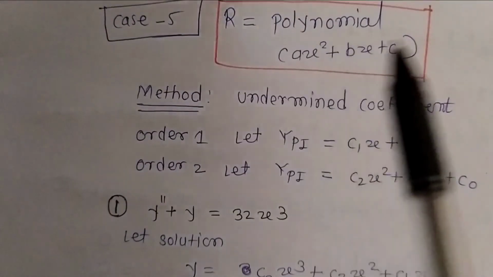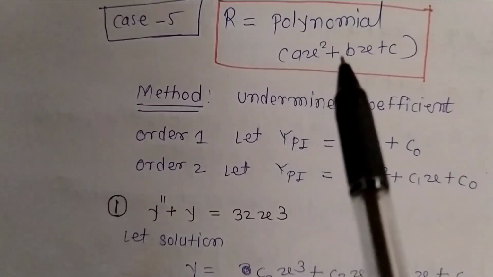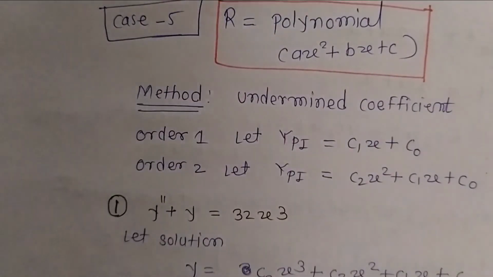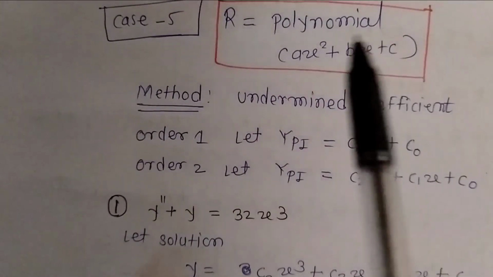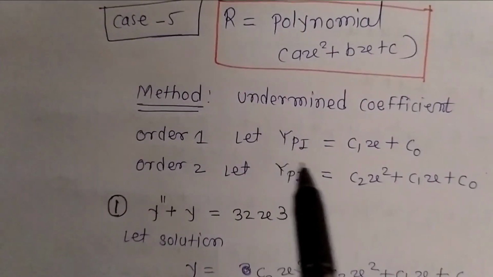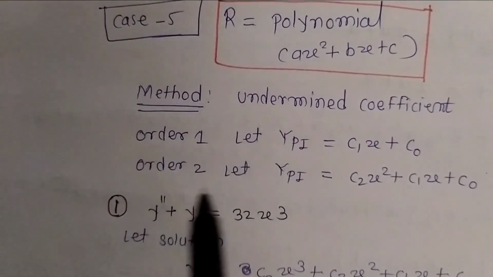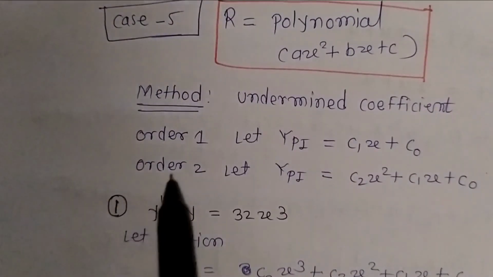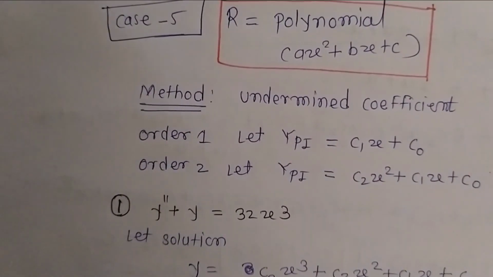Case 5, when r is equal to a polynomial, that is, a polynomial like ax square plus bx plus c. So in that case, how to solve the differential equation? Undetermined coefficient. So when this is order of 1, then take a polynomial that is c1 x plus c naught, and when this is order of 2, then take a polynomial that is c2 x square plus c1 x plus c naught. Suppose this is the example, y double dash plus y is equal to 32 x cube.